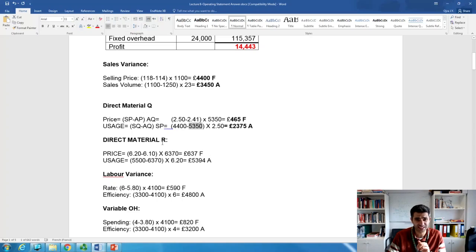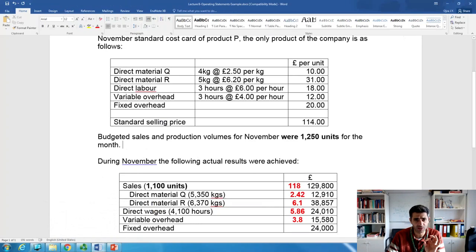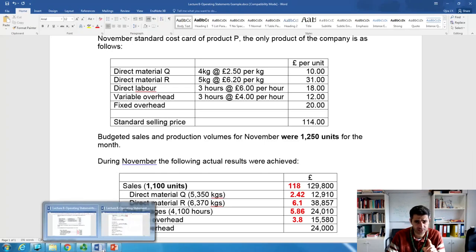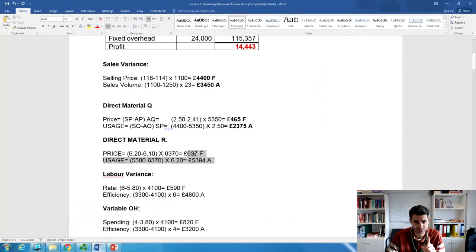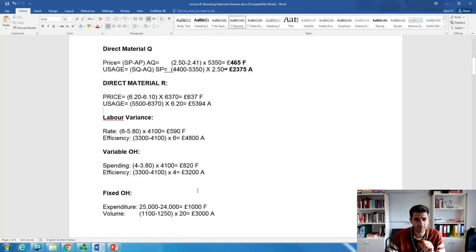In terms of material R, it's absolutely the same as material Q. So what you really need to do is just follow the same steps for material R as we've done for material Q. There's no difference at all. So try it, guys, please, and come back and see the answers for material R. Okay, now let's come to labor variance.